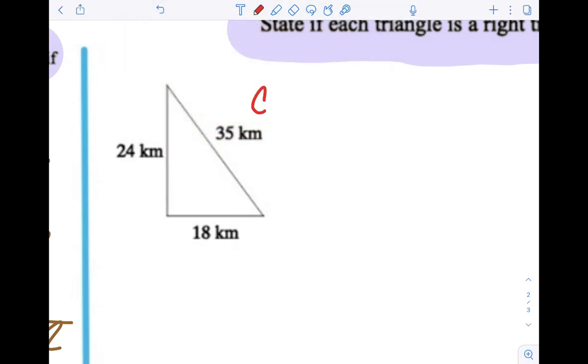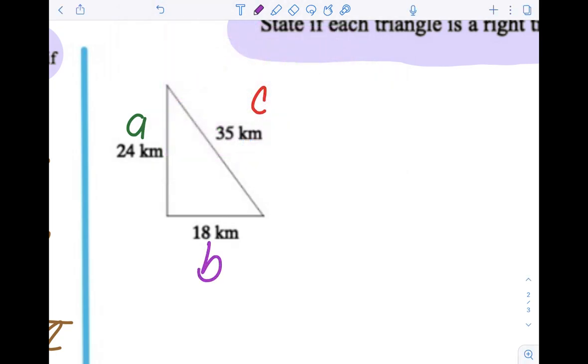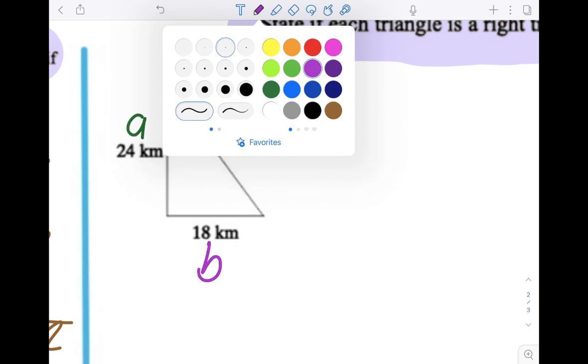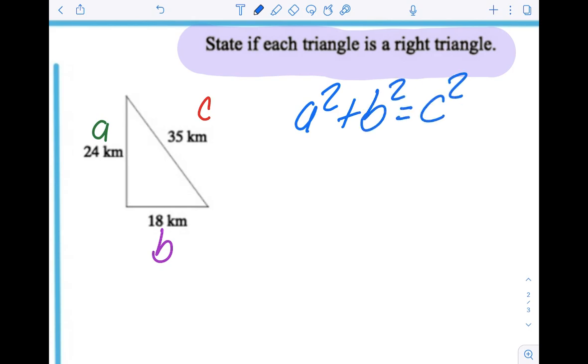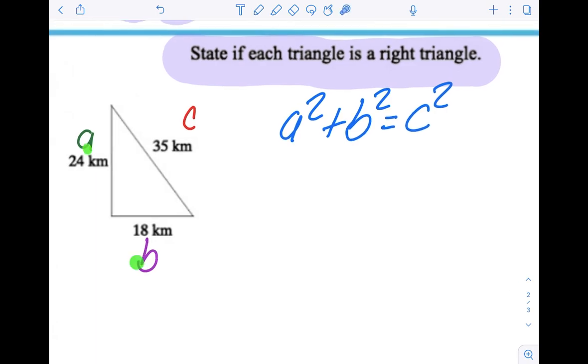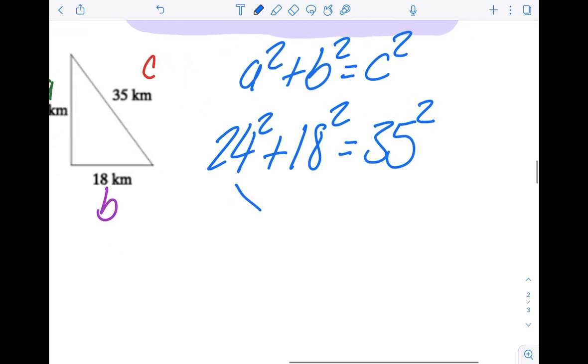This is C. And then A and B, again, it doesn't matter which is A. I'm going to call that A, and I'm going to call this bottom one B. Again, we use the formula that we know: A squared plus B squared is equal to C squared. I got numbers for A, B, and C. A is 24, so I'm going to say 24 squared, plus B is 18 squared, equals C is 35 squared. Okay, so what do I get from these two right here?